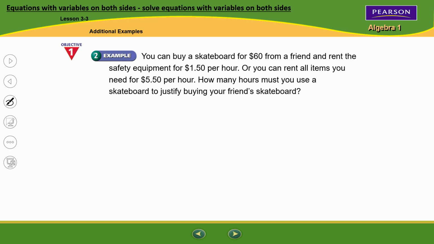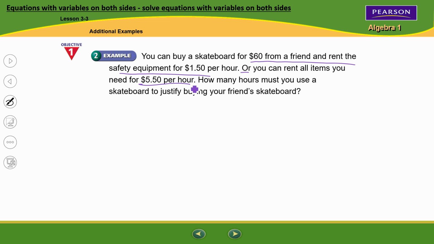You can buy a skateboard for 60 bucks from a friend and rent the safety equipment for $1.50 per hour. So right away, I'm starting to see an equation there. Or you can rent all items you need for just $5.50 per hour. So that side is missing a constant or a flat fee. How many hours must you use a skateboard to justify buying your friend's skateboard?